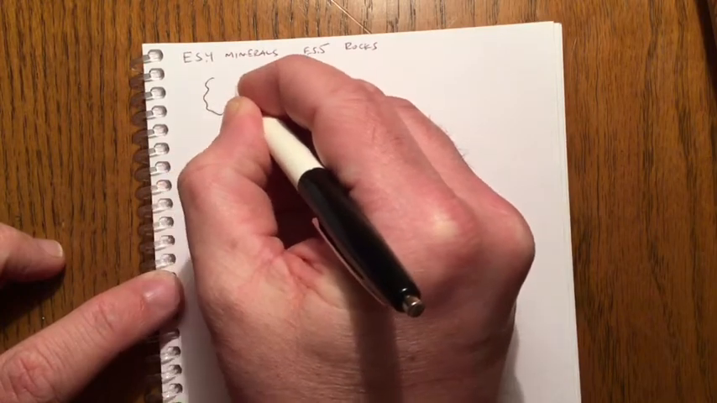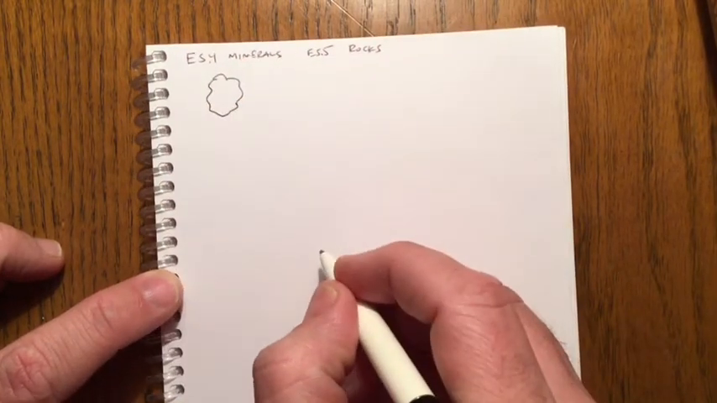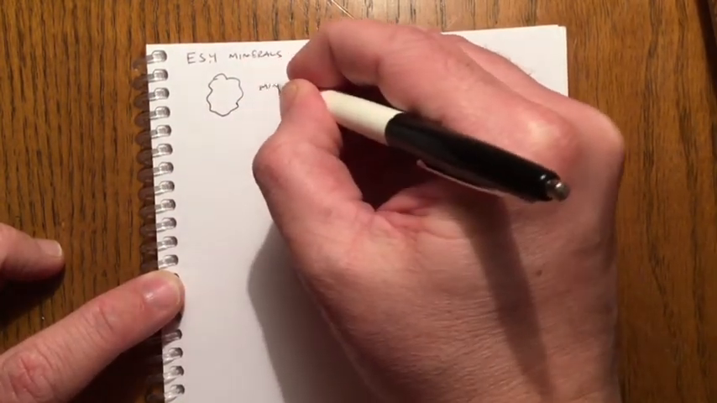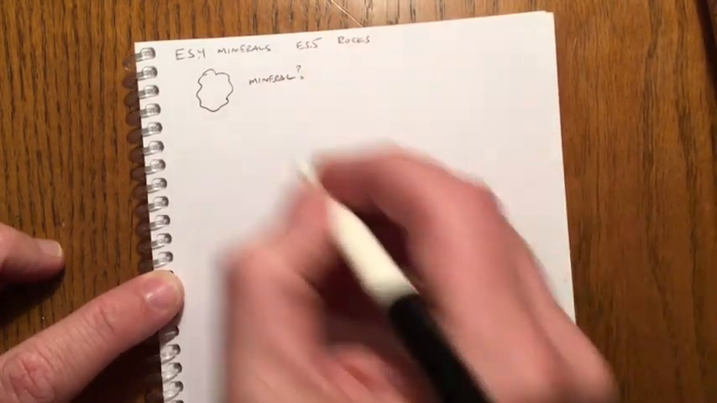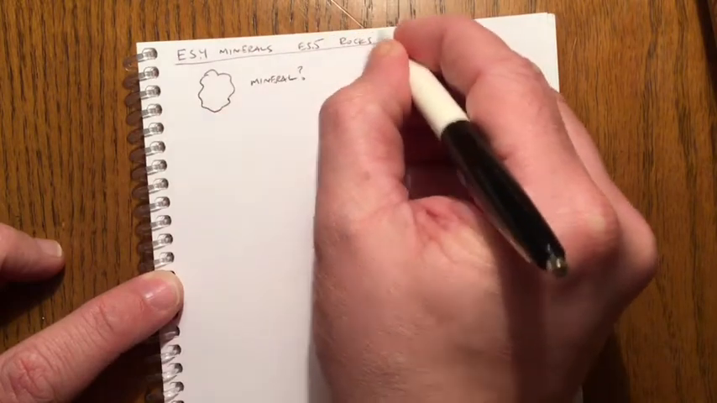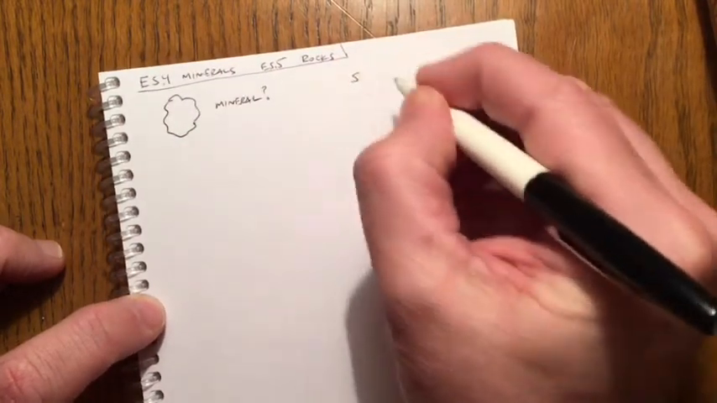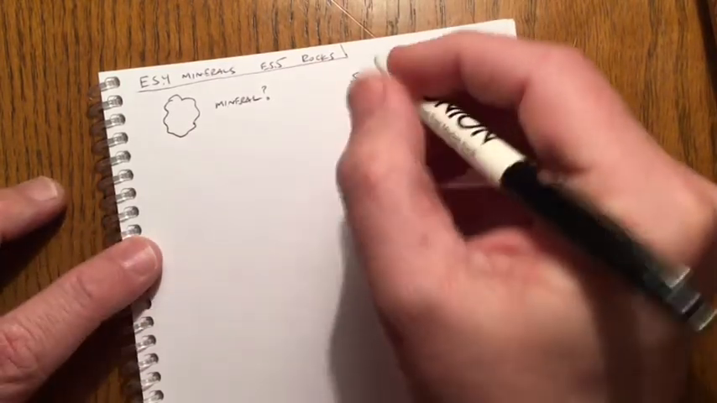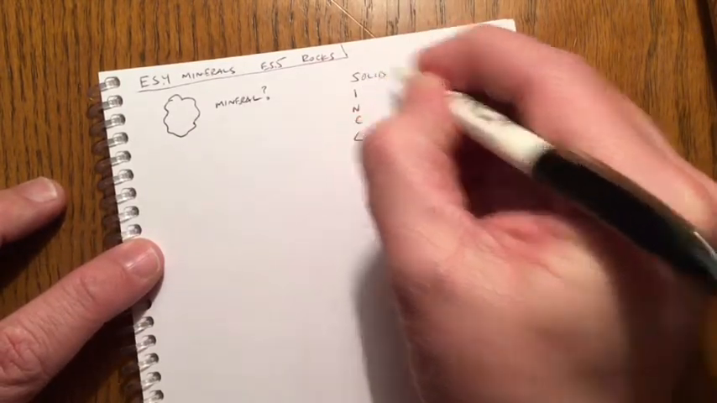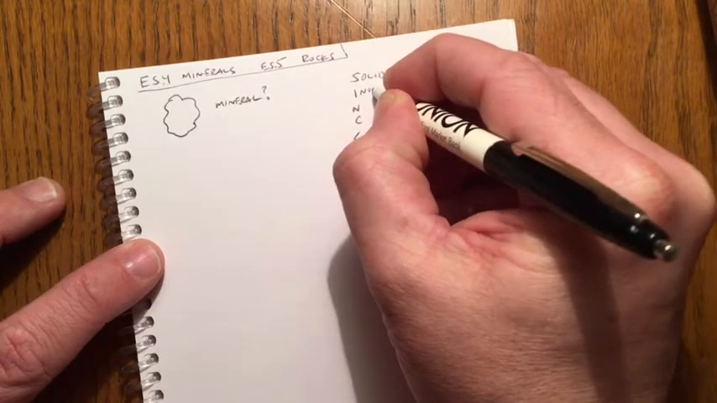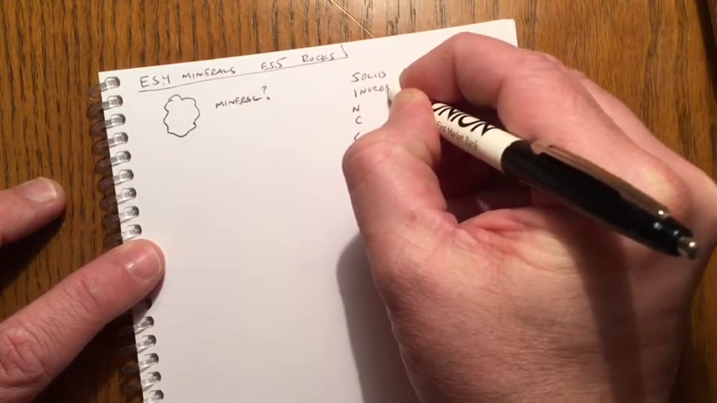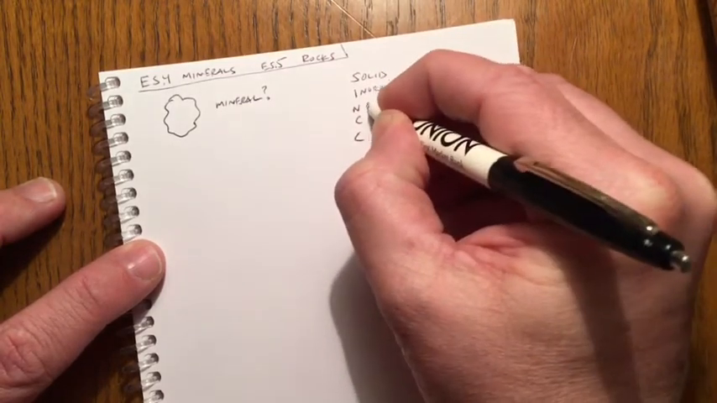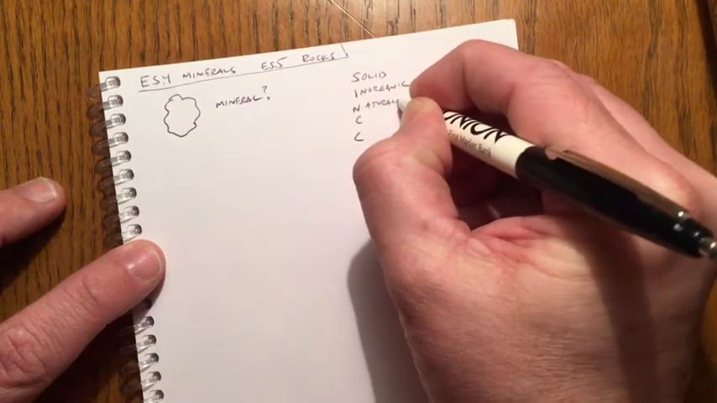So let's say you've got an unknown substance and you're wondering, is it a mineral? How do you know if it is? We'll think about zinc, or SINCC. It's got to be solid. It's got to be inorganic. It's got to be naturally occurring.